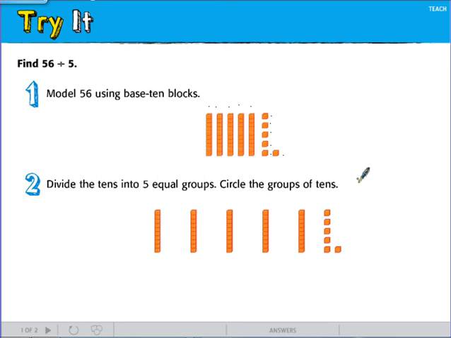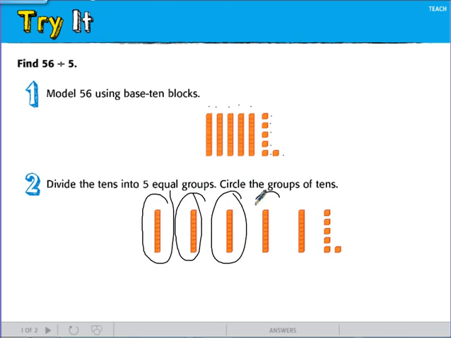Okay. So they want us to circle these groups of 10. The idea here is not to show that you can divide. The idea is to show that you understand when we divide, we're making even groups of the number. Okay. So I need to circle 5 groups. There are 5 10s, so I need to circle each one of the groups of 10. Okay?